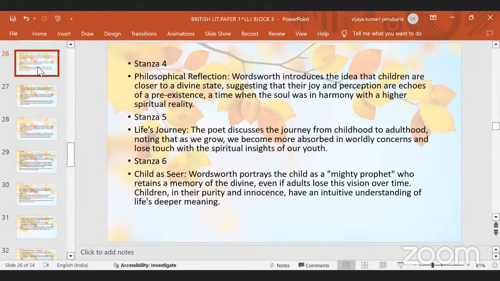So in stanza 4, philosophical reflection, Wordsworth introduces the idea that children are closer to a divine state, suggesting that their joy and perception are echoes of a pre-existence, a time when the soul was in harmony with a higher spiritual reality. So children are in a divine state. They are very close because they are not polluted. They are not mature with worldly things. So they're pure, they're naive, and they're divine because they are close to nature. So they can enjoy nature. They can take pleasure. They respond to nature.